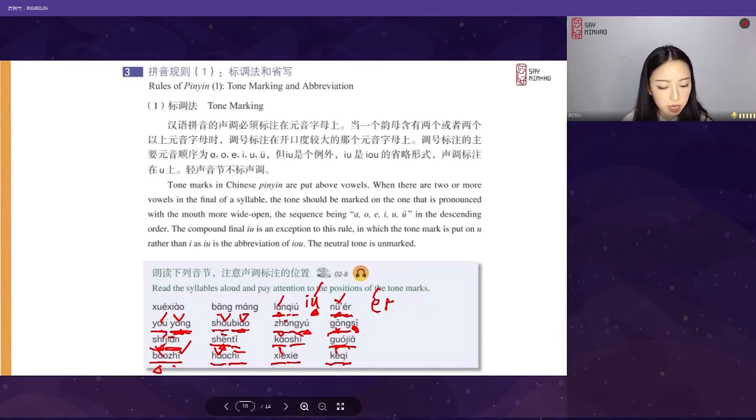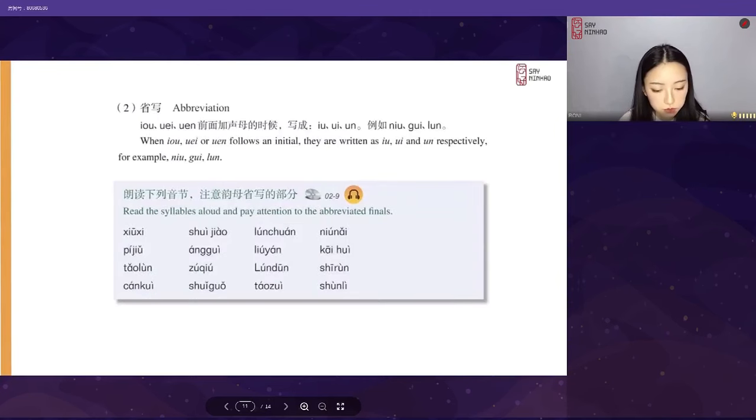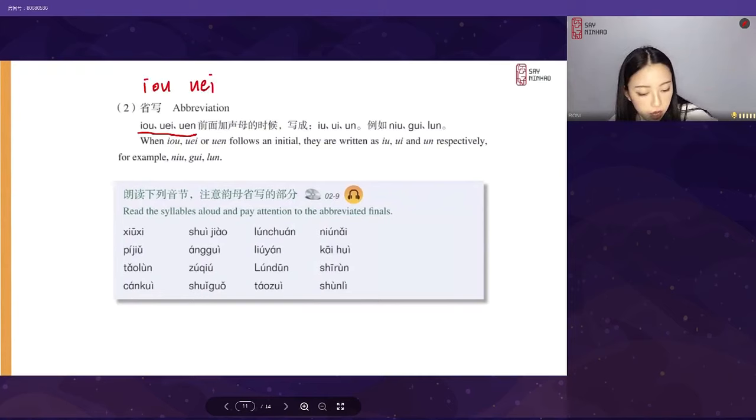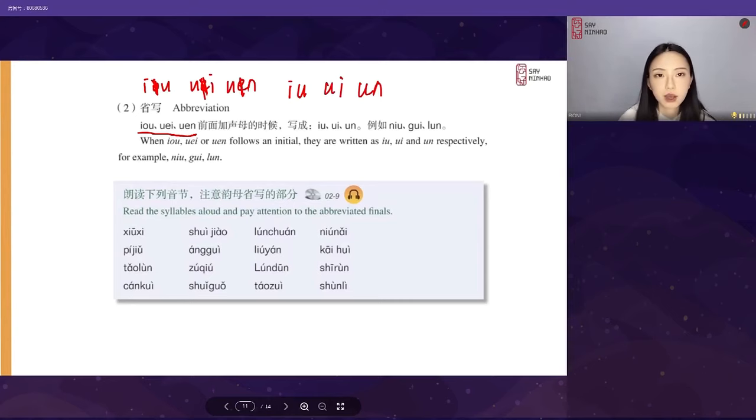So this is the first rule for pinyin, which is tone marking. Let's see the second rule. Second rule is abbreviation. For these three finals, iou, uei, and uen, when there are initials before them, we will write them as iu, ui, and un. We will get rid of these three vowels in the middle and write them like this: iu, ui, and un. Okay? This is the abbreviation of it.